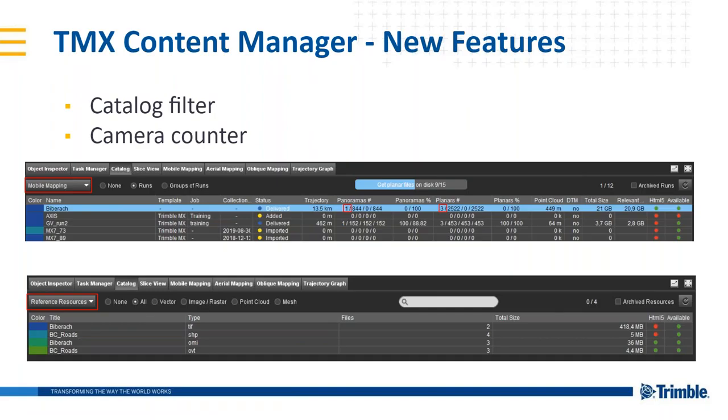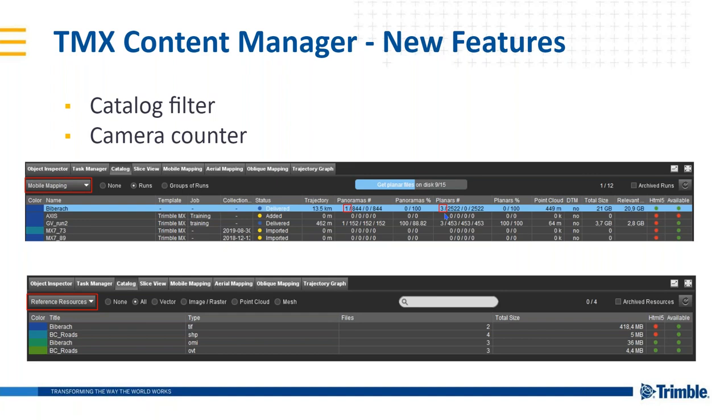In the case of the upper screenshot, we have mobile mapping resources only. And in the lower part, we can see that we have reference resources that can be simply a TIFF, shapefile, OMI, or an OVT. In addition to that, we have a new camera counter, and that basically tells you the number of cameras that you have for every single mobile mapping run. In the case of the first highlighted run that you see here on the top screenshot, we have one panoramic camera and 3 planar cameras.